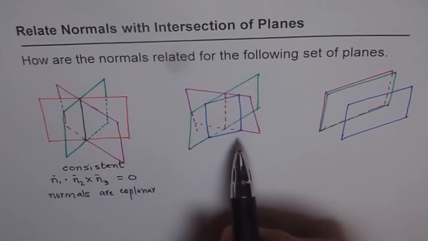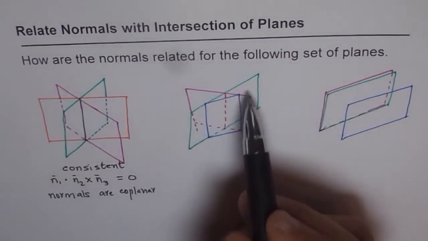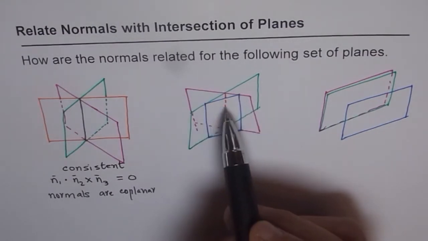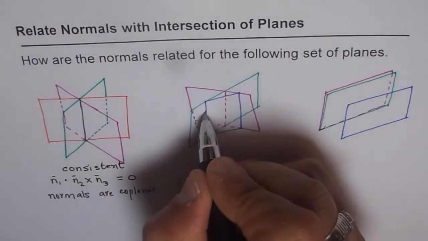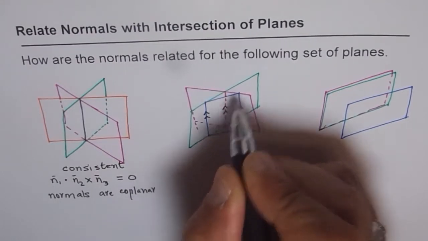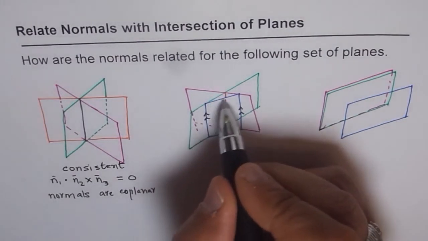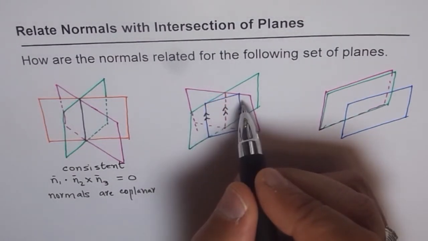Now here's the second scenario. In this case, two planes intersect in a line, so there are three different intersecting lines, and what you notice is that the lines are parallel. All these intersecting lines are actually parallel, so we get three sets of lines, and you see a triangular prism is formed right there.